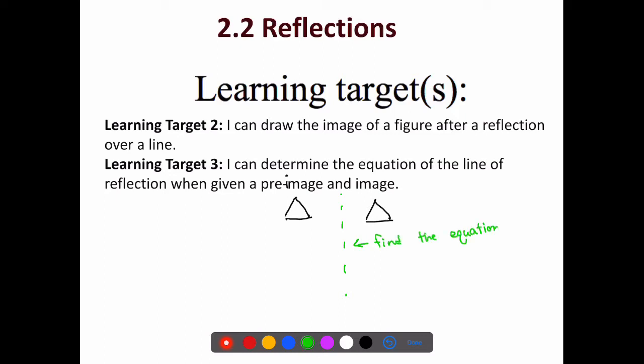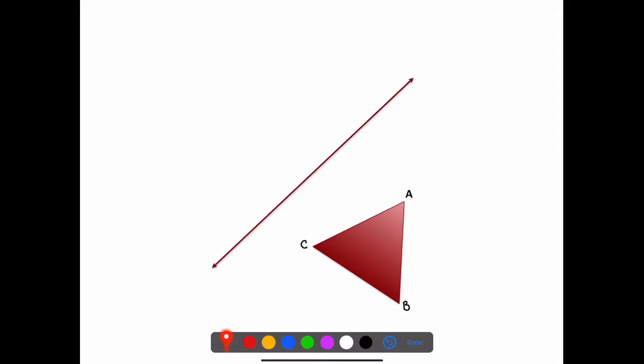So if we recall from Algebra 1, slope-intercept form is y equals mx plus b. The variables that we're going to be looking for in that are m and b. The x and the y will stay the same. So those are our two learning targets that we'll cover today to make sure that we're prepared for our test later on. So to get started, we're just going to talk about reflections.